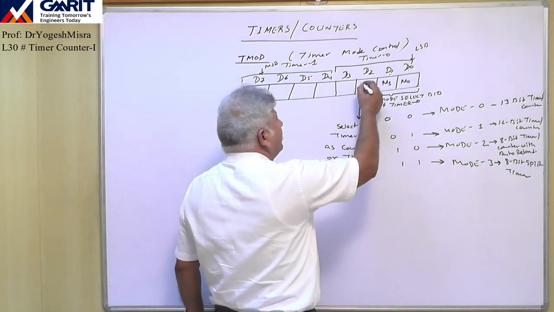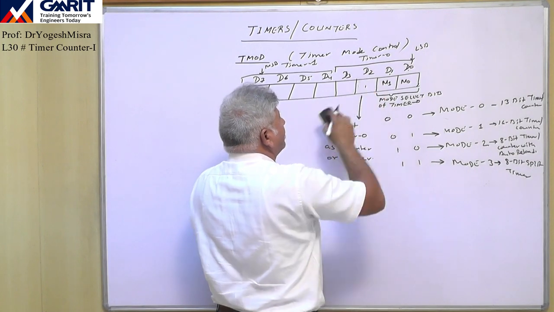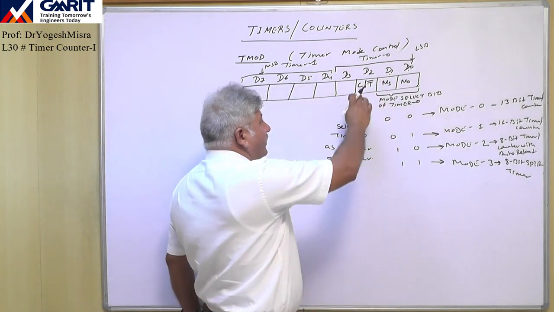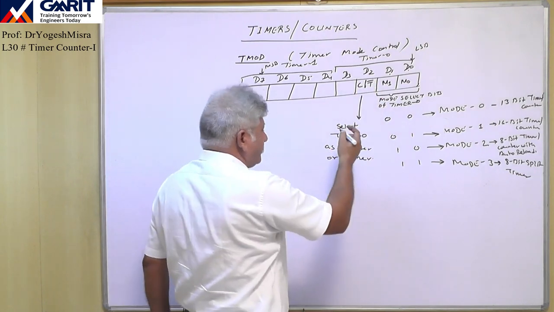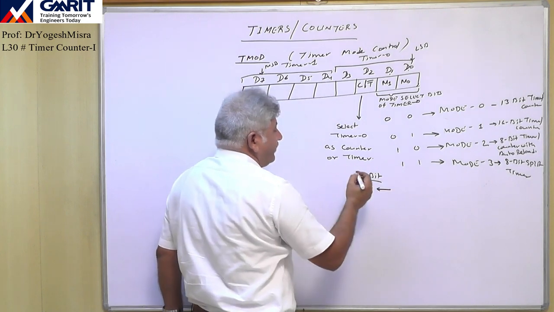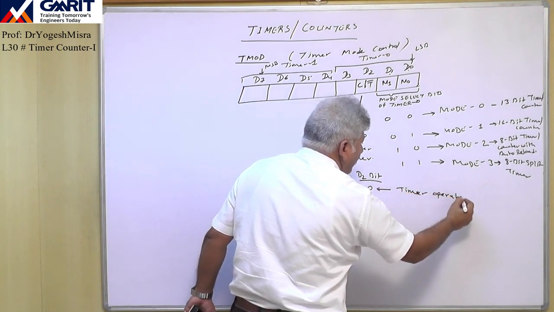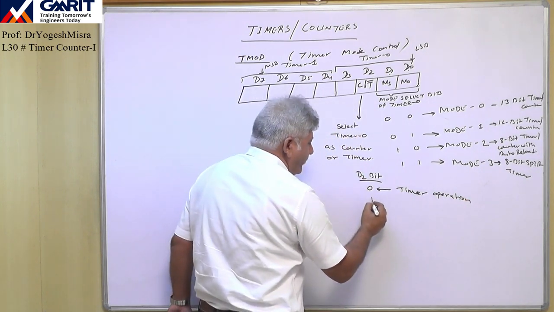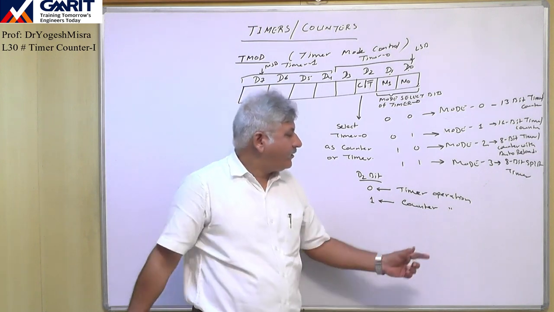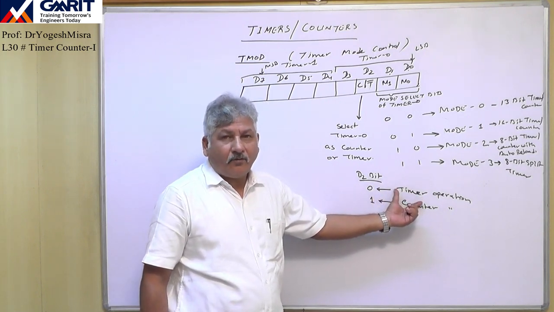So this is C slash T bar, counter slash T bar. So if this bit D2 is 0, then timer operation, timer operation of timer 0. And if this bit is 1, then counter operation. Then the timer will be selected in counter operation. And if this bit D2 is 0, then timer 0 will be operated in timer mode, timer operation.